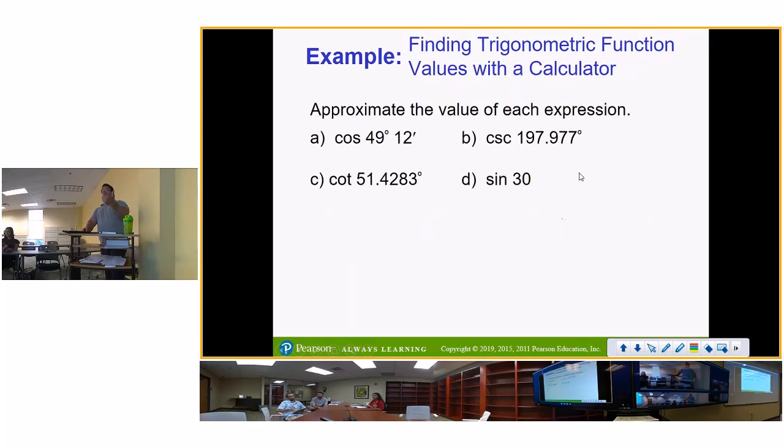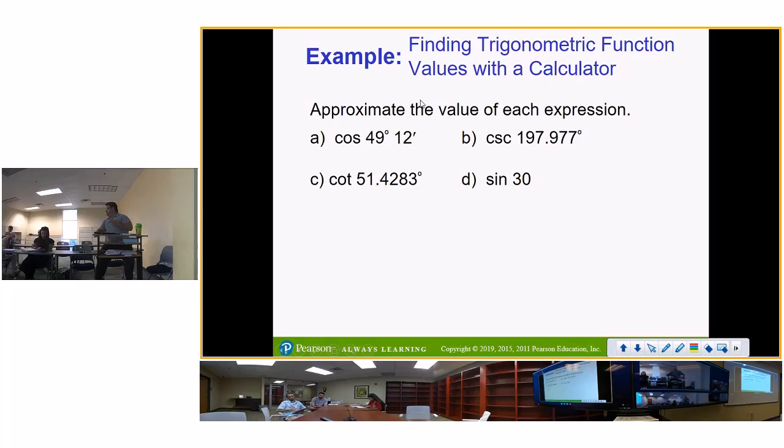Now, approximate. Approximate means use your calculator. I don't usually put these on the test, but remember, approximate means use your calculator, especially if you're finding the x-intercepts and you got a radical. Exact means you leave it in radical form. Approximate means put it in a calculator.